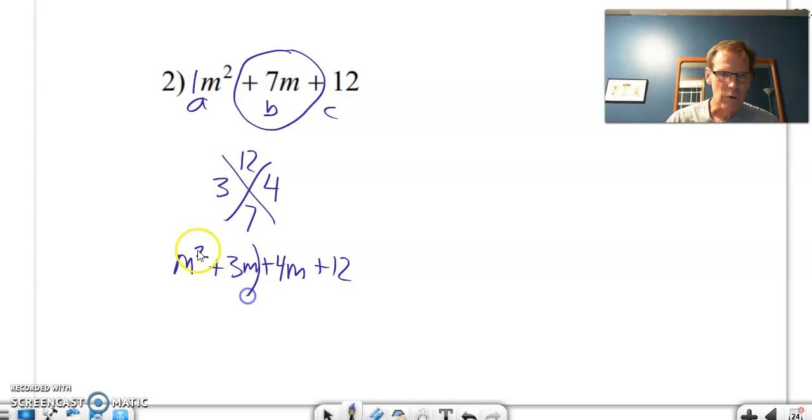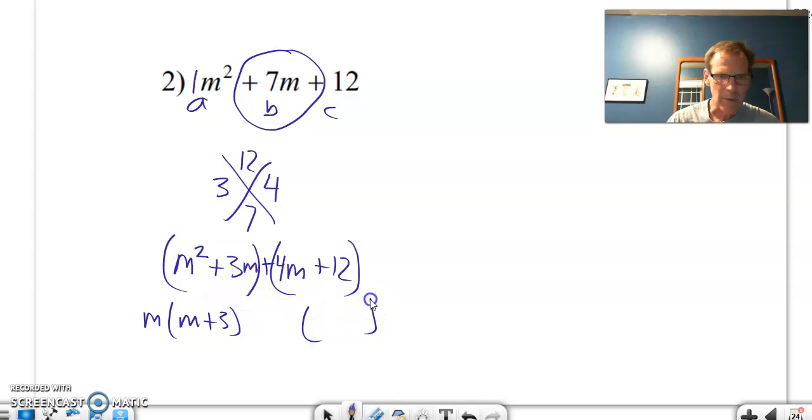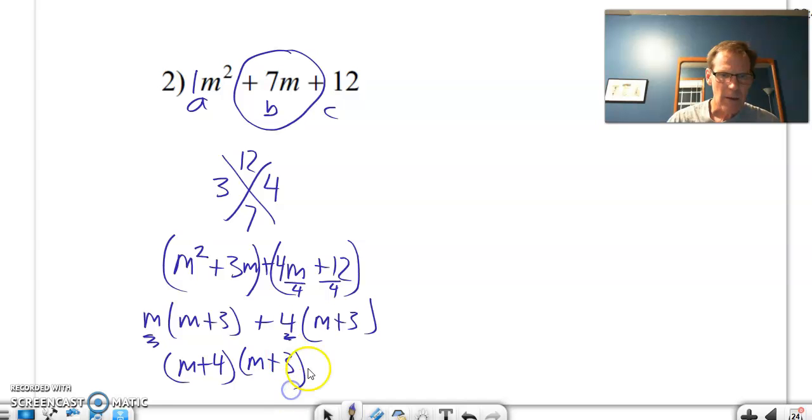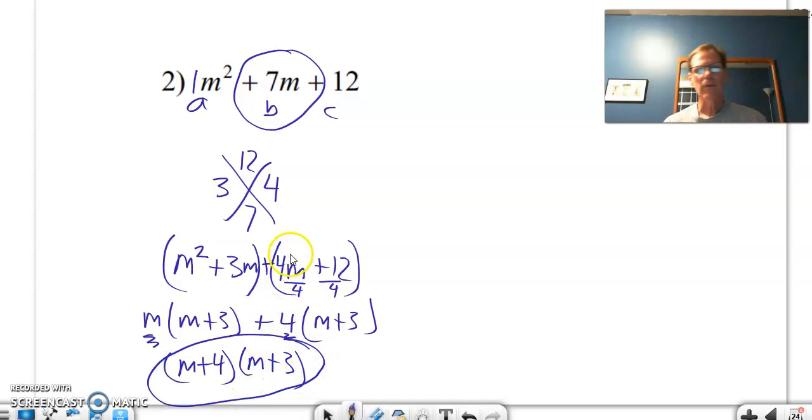Now I'm going to group these into two binomials being added, and I'm going to factor out, in this case, just the m from the first pair, leaving m plus 3. As soon as I factor that out, more than likely the other one is going to factor out to be left with an m plus 3, and it's true. There's a 4 that I divide both terms by, and I'm left with m plus 3. So now I rearrange. I take the m plus 4, put it out here, and the common factor m plus 3 multiplied by both of those, and that is my factoring of that original expression.